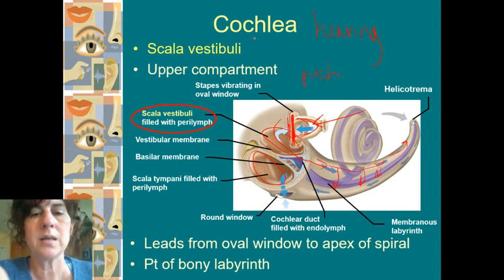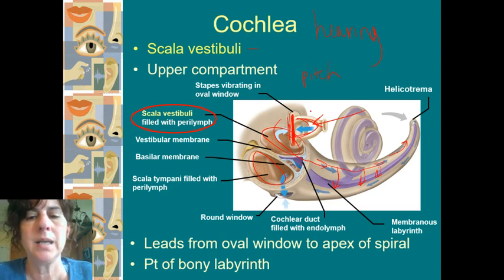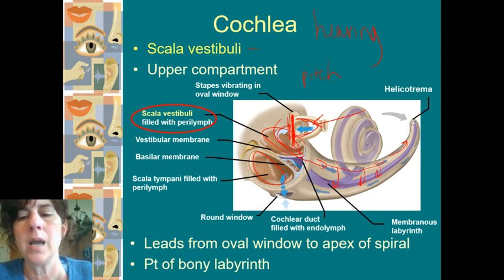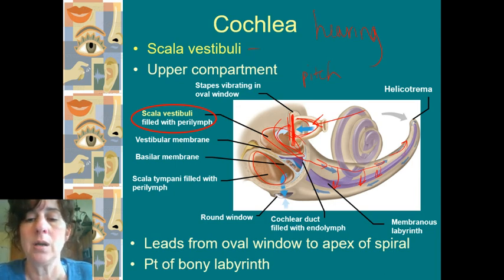Okay? So that top one is called the scala vestibuli, the upper compartment. It's receiving those vibrations from the oval window and sending them down that way. And again, crossing this membrane at some point for pitch. So high pitch, low pitch. It depends on where it crosses right here.